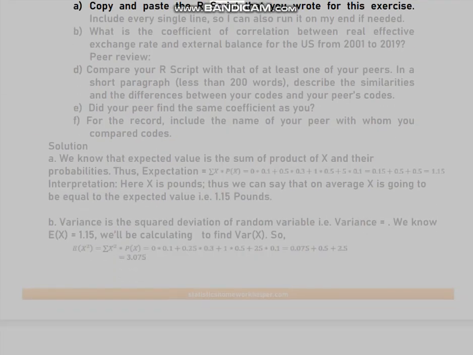A. Copy and paste the R script that you wrote for this exercise. Include every single line, so I can also run it on my end if needed. B. What is the coefficient of correlation between real effective exchange rate and external balance for the US from 2001 to 2019? Peer review. D. Compare your R script with that of at least one of your peers. In a short paragraph, less than 200 words, describe the similarities and the differences between your codes and your peers' codes. E. Did your peer find the same coefficient as you? F. For the record, include the name of your peer with whom you compared codes.